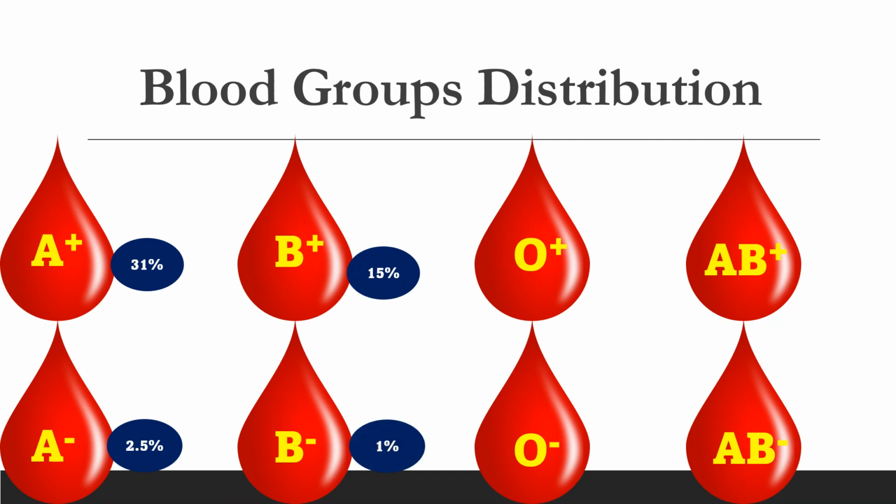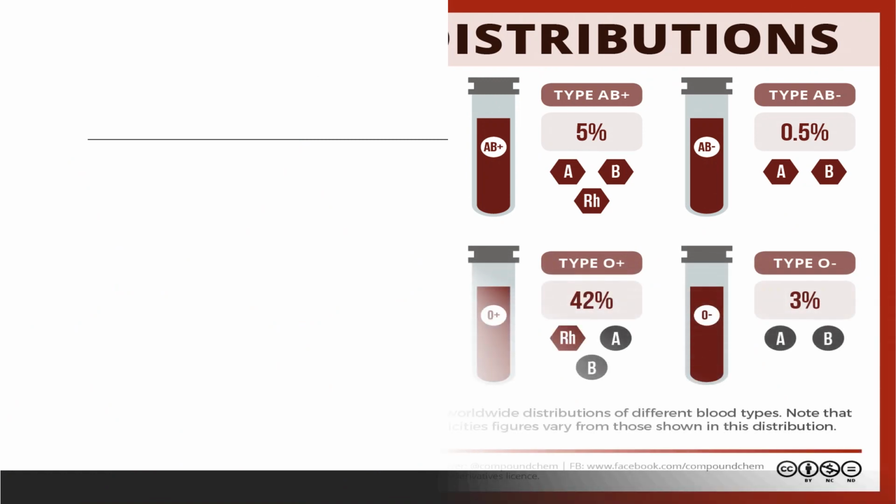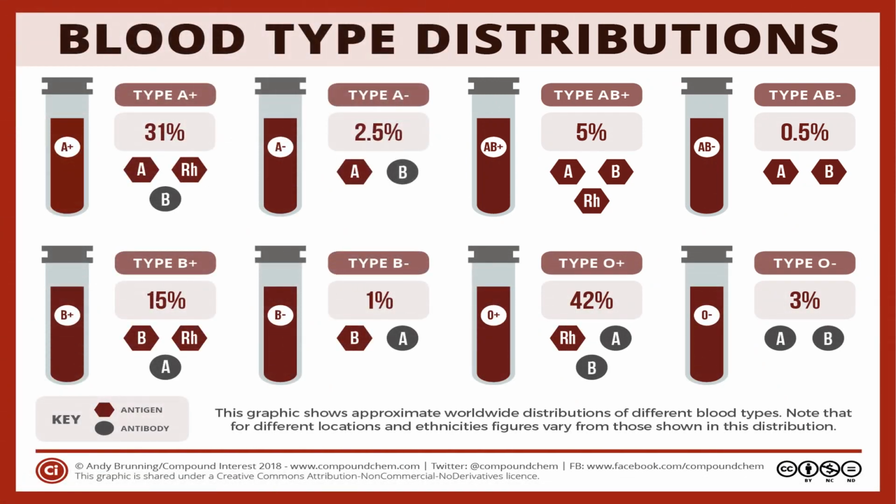Similarly, 15% B positive, 1% B negative, so overall 16% B. O positive 42%, O negative 3%, so overall 45%. AB positive, the lowest one, is 5%, and AB negative is 0.5%, so it is only 5.5% overall. So this is the blood group distribution. This chart is a summary of all the types of blood groups, their antigen and antibody distributions, and the percentage distributions.